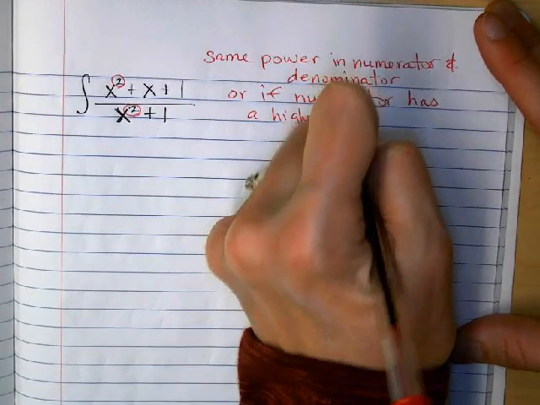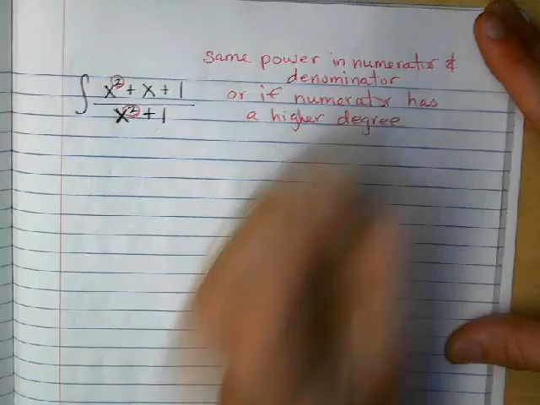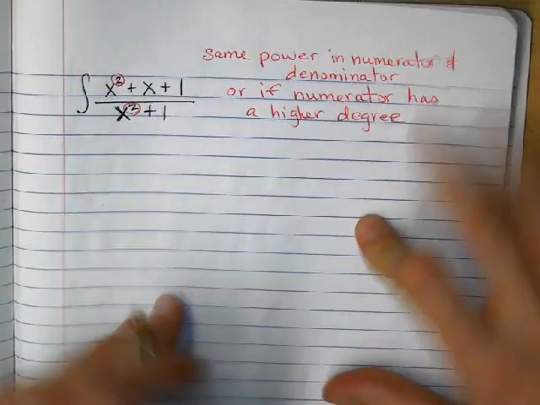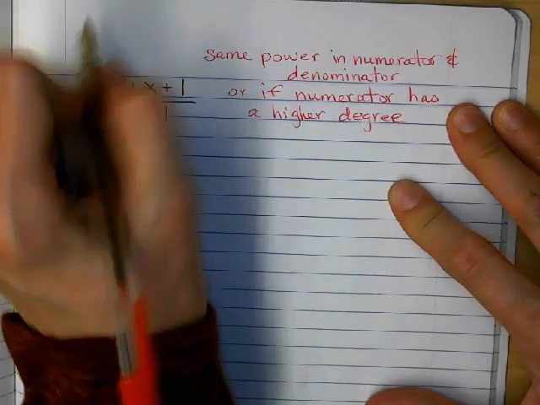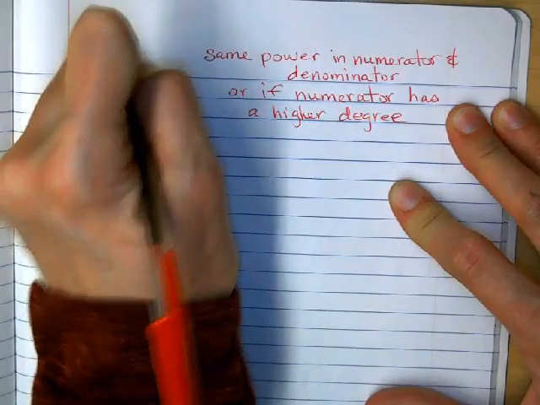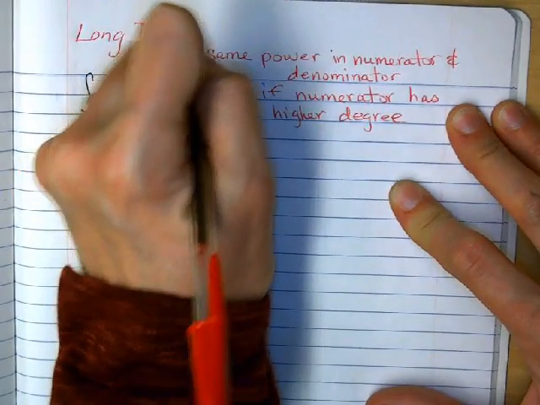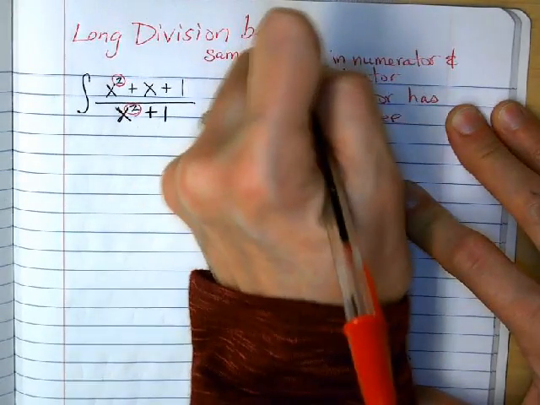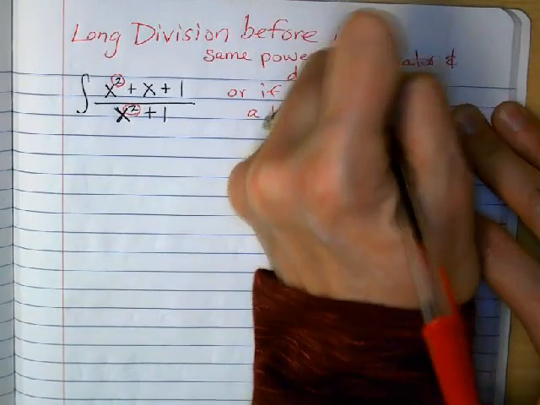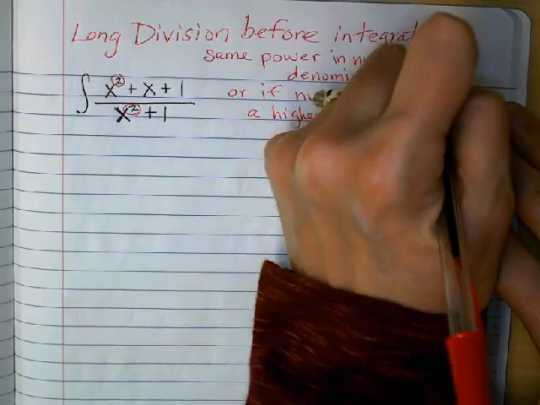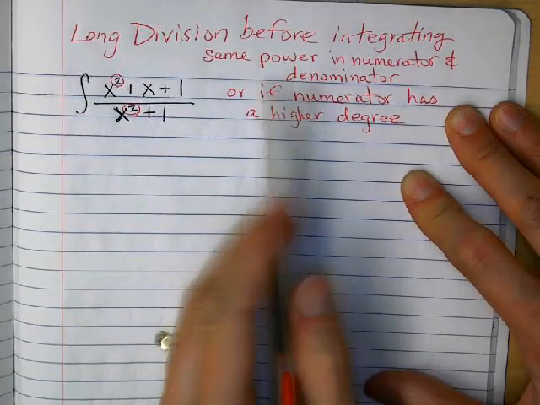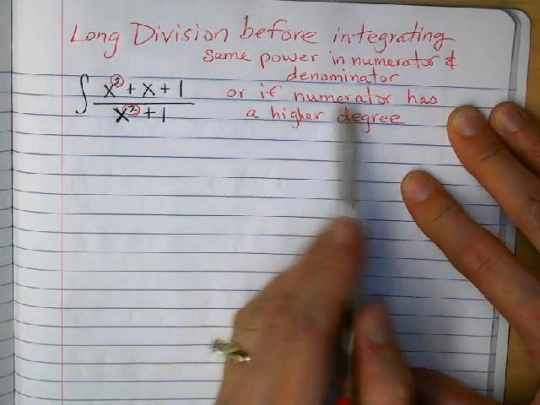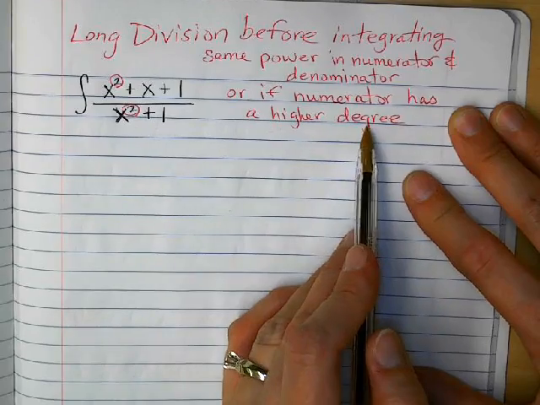You're going to actually have to do long division before integrating. Long division before you integrate. So if there's the same power in the numerator and the denominator, or if the numerator actually has the higher power, the higher degree, then you're going to have to do long division first before you can integrate.